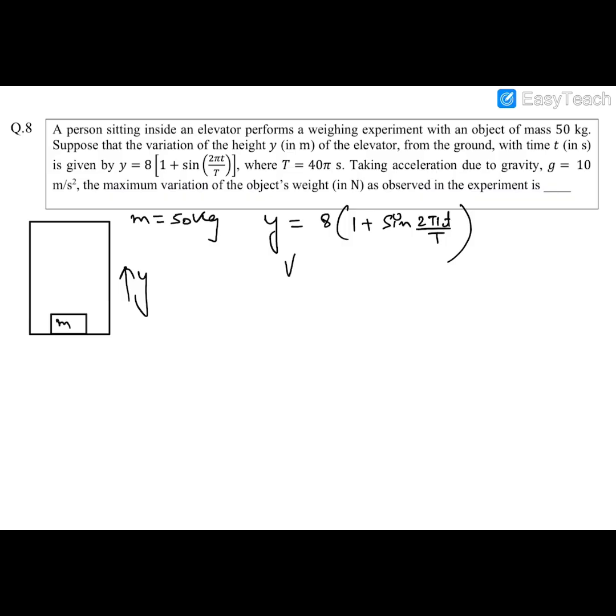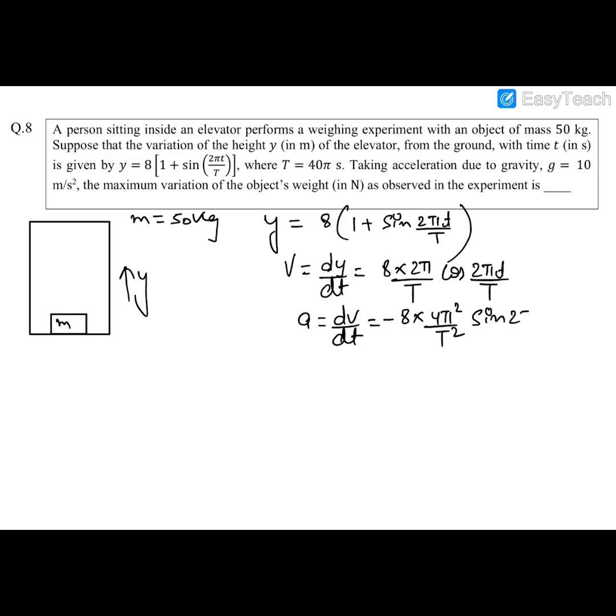Okay, and the velocity v is dy by dt. So it is 8 into 2 pi by T cos 2 pi t by T, and the acceleration a is dv by dt. So it is 8 into 4 pi square by T square, and there is a negative sign because differentiation of cos is minus sine, and this is sine 2 pi t by T.